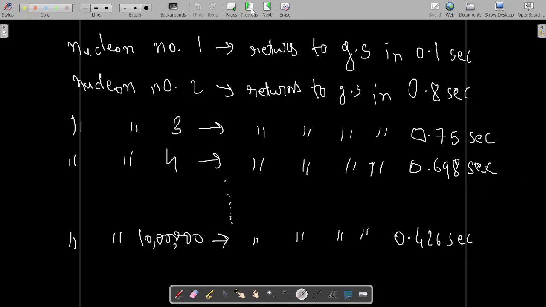So 10 to the power 23 nucleons are having 10 to the power 23 different behaviors.